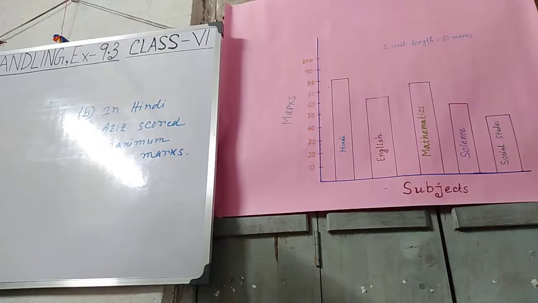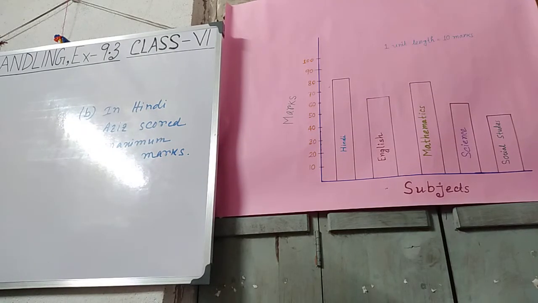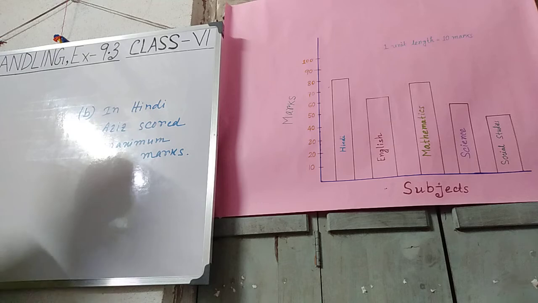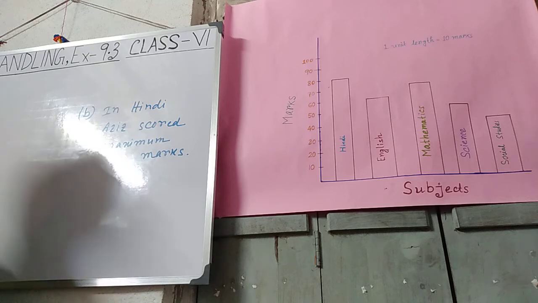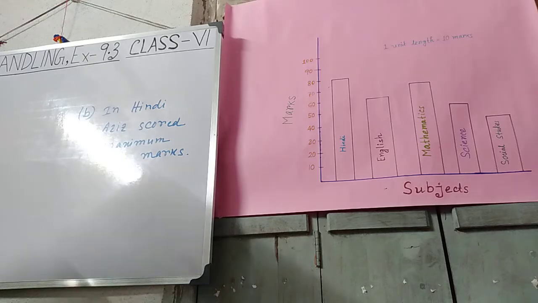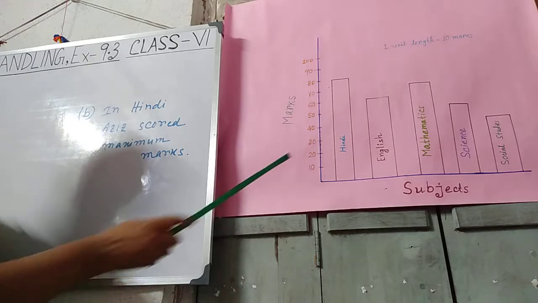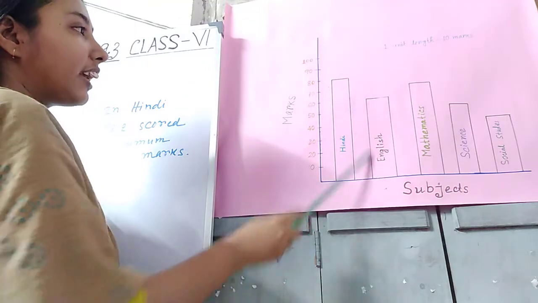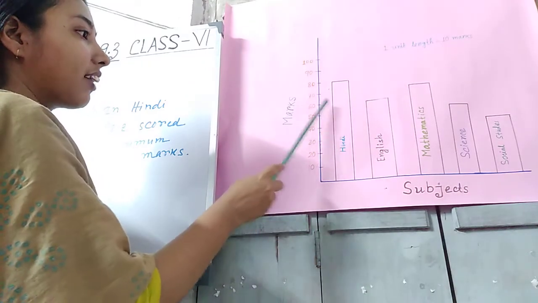Now our third question, name the subject in which he has scored minimum marks. Similarly, if we observe carefully the bar graph, we can easily see that the bar graph which is having shortest length will be our required answer. So here we can see that this is 80. English is indicating 60 marks.